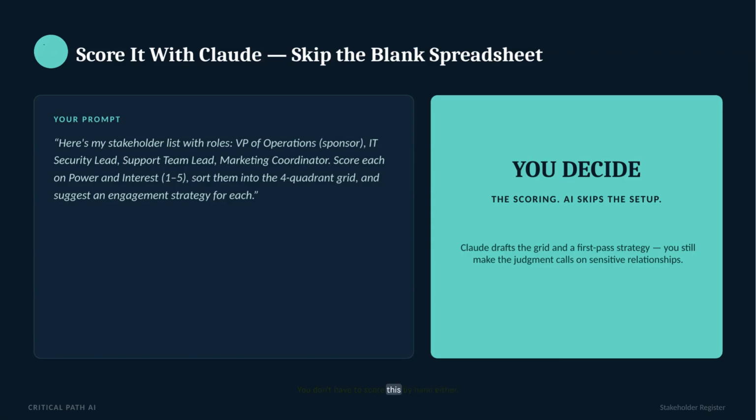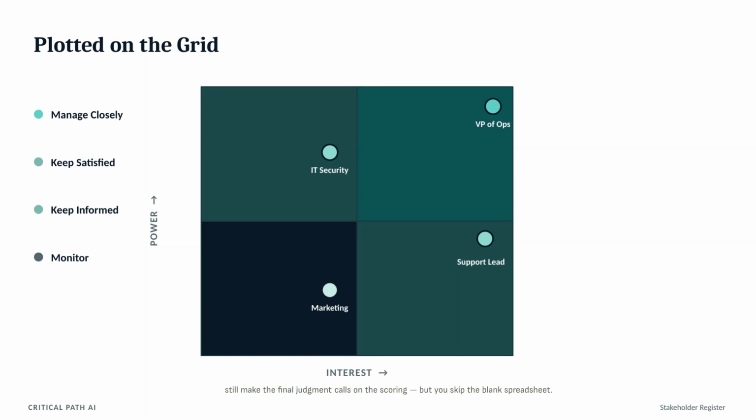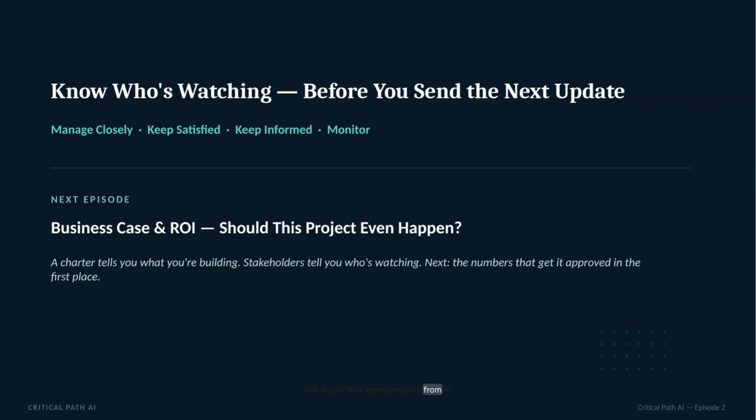You don't have to score this by hand either. Give Claude your stakeholder list with their roles and ask it to score power and interest and sort them into the 4 quadrants. You'll still make the final judgment calls on the scoring, but you skip the blank spreadsheet. This is your final representation from AI.